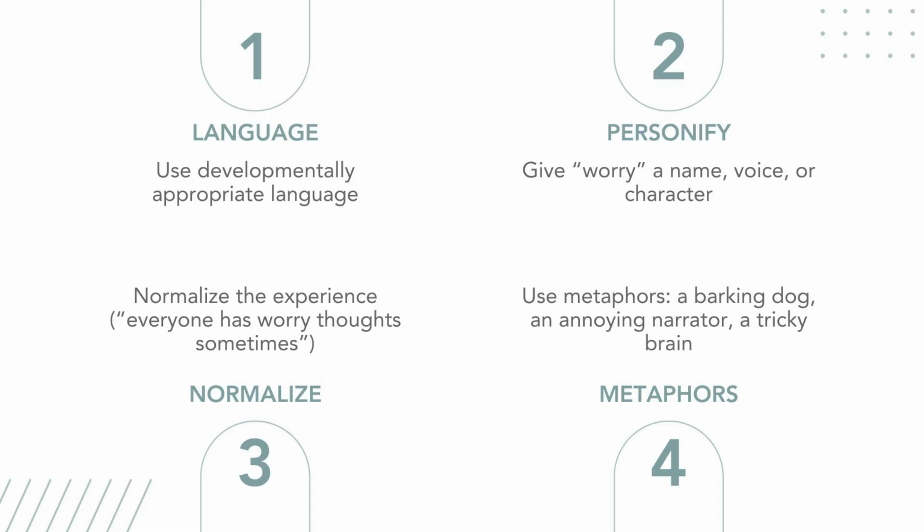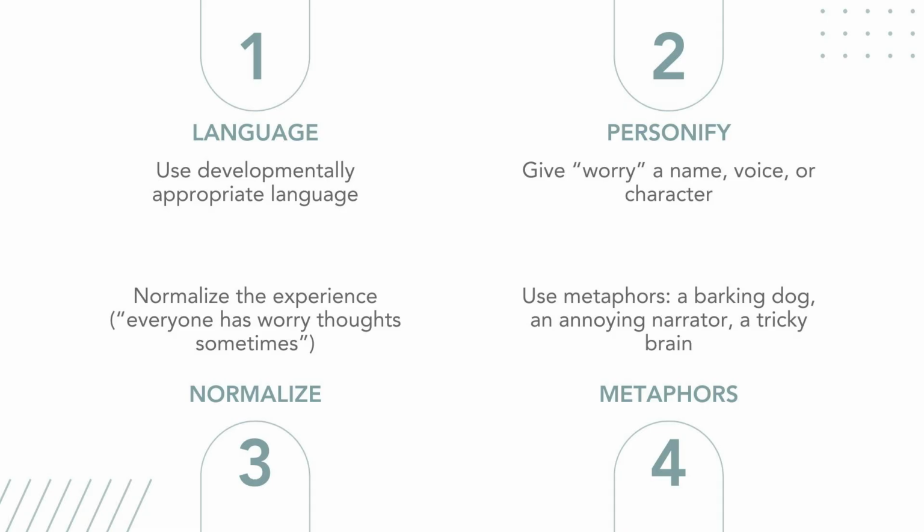We want to focus on 4 main areas. First, of course, we always want to use developmentally appropriate language for our students and just match that to where they are right now. But it really helps to personify the worry. That's when we're externalizing it, we're pulling it out, we're giving it a name, we're giving it a voice, we're giving it a face or a shape, creating a character. So you could ask your students, what if your worry had a name? What does it sound like when it talks to you? Really personify it and do some character development.